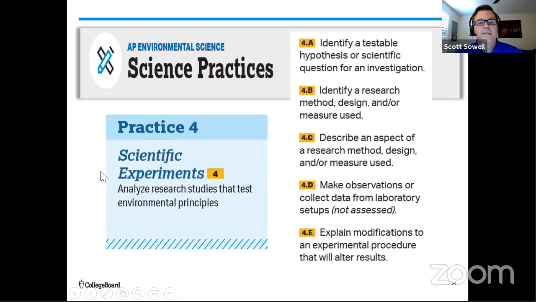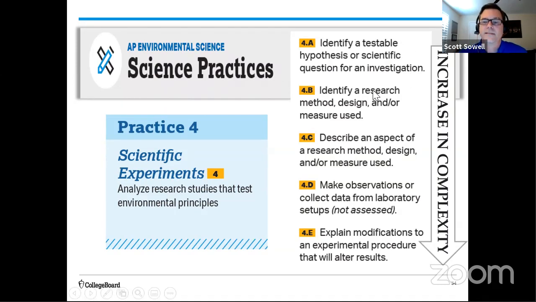So I want to go now and look a little bit at the scientific experiment practice. As with all practices, these get more and more complex as we go through. So the first stage is, what's the purpose? What's the testable question or the hypothesis for the experiment? And then B and C really talk about what their methods are. How are they designing the experiment? I will point out that 4D is not assessed on the exam.